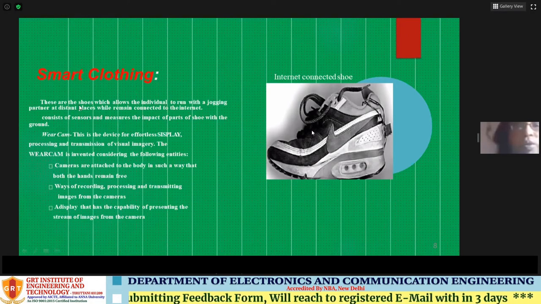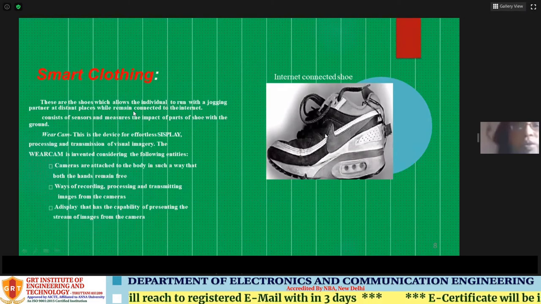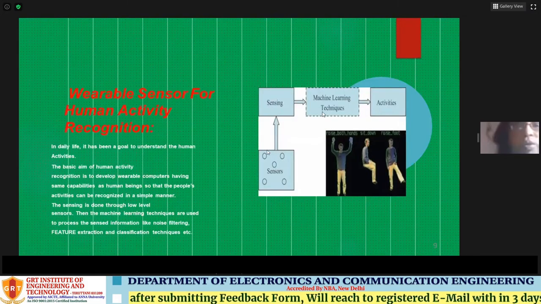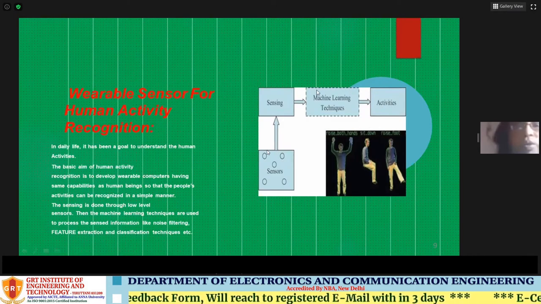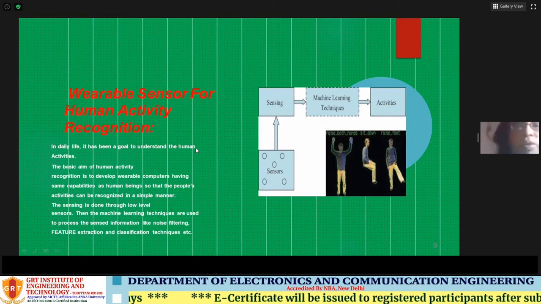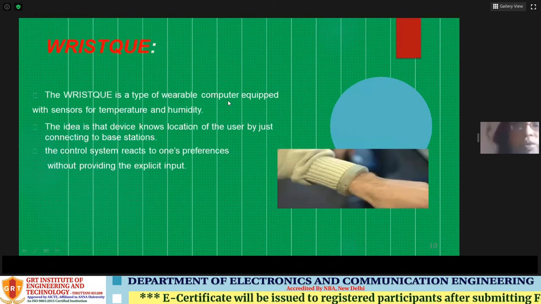In smart clothing, there are shoes which allow the individual to run with jogging partners at a distant place during activities. So sensors can be designed with sensing elements and machine learning techniques. Here you can introduce AI also, as a computing method for your system while designing your biosensor device. Wrist: this is a type of wearable computer equipped with a sensor for temperature and humidity.